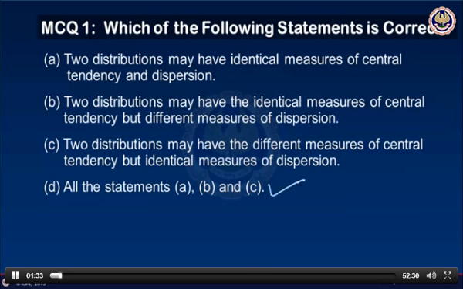That means two distributions may have identical measures of central tendency and dispersion also. Two distributions may have identical measures of central tendency but different measures of dispersion. Two distributions may have different measures of central tendency but identical measures of dispersion.